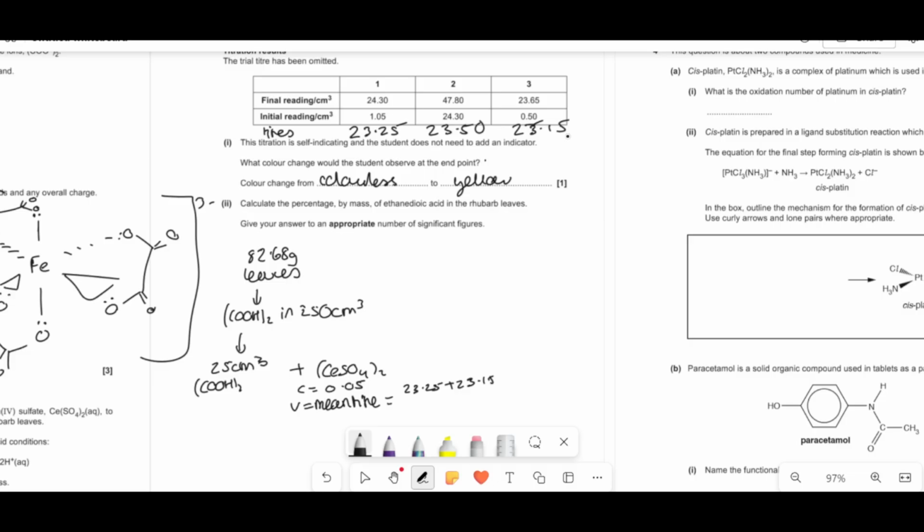My handwriting is horrendous. I promise it's better than this, I swear. Divided by 2, because my tablet is just tweaking. That's why I have to write really weirdly. But anyway, that's going to give you a mean titer of 23.2 centimeters cubed.